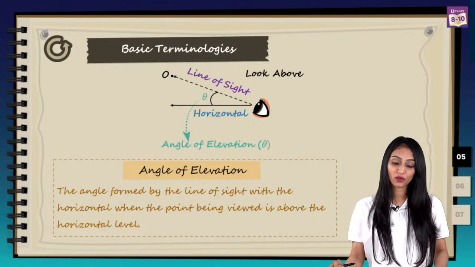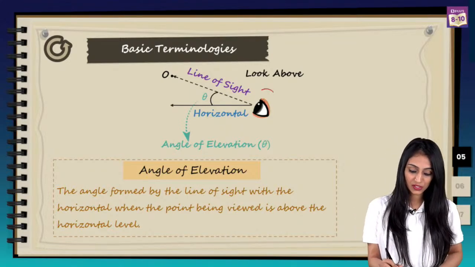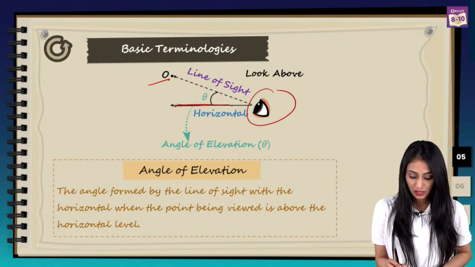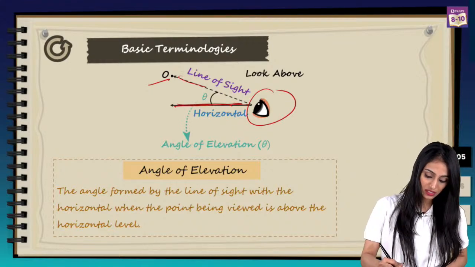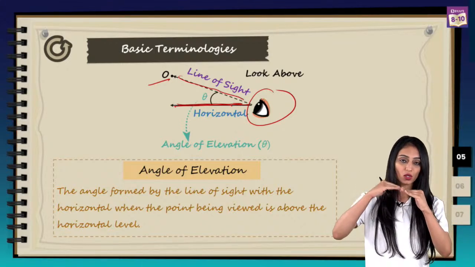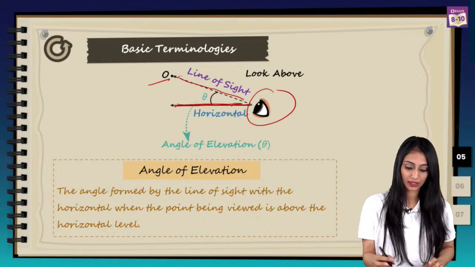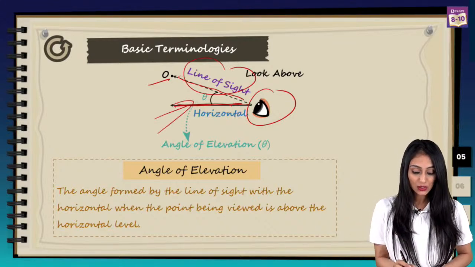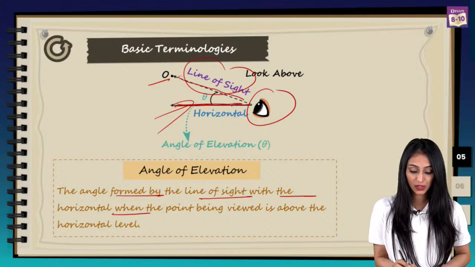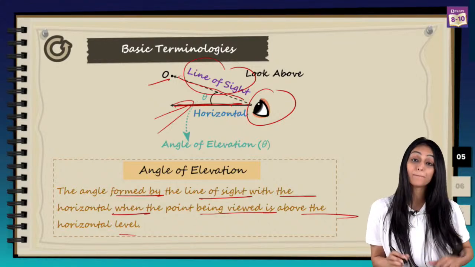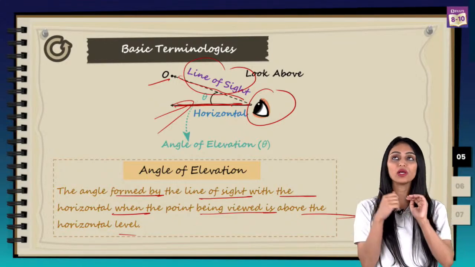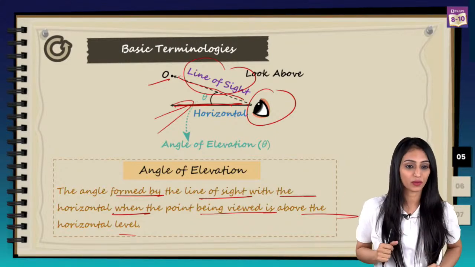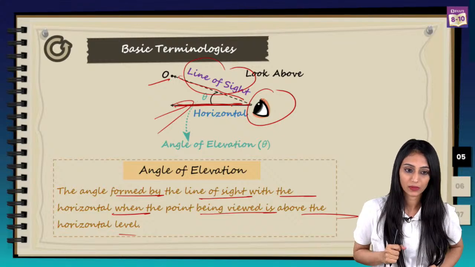So this is about angle of elevation, right? You can see the observer is here and this is the object. Here this is the horizontal level, and this is the line of sight, which is in between the object to be viewed and the person who is observing it. The angle made here is called the angle of elevation. So this angle is formed by the line of sight with the horizontal when the point being viewed is above the horizontal level. That means when we are looking up at something to view it, an angle of elevation is formed. Yes, this is clear.